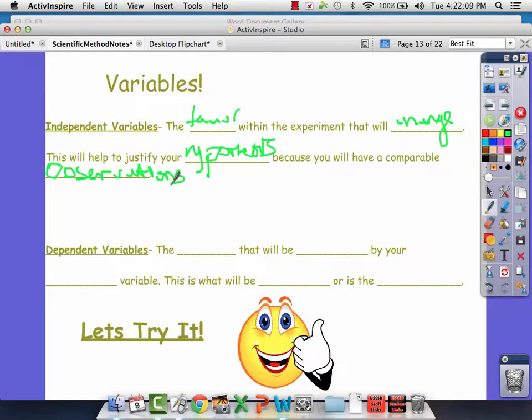The dependent variable, this is the factor that will be affected. So every single time you get the question, what's the dependent variable, I want you to ask yourself, what is being affected by the independent variable? This is what will be changed or is the outcome.